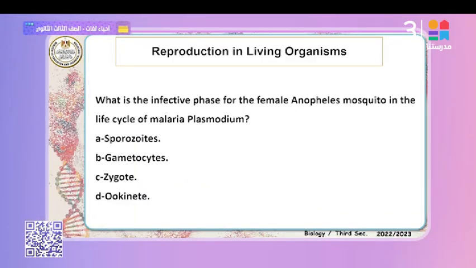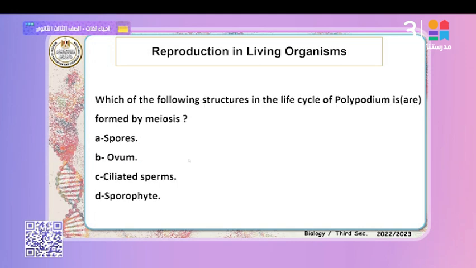Again, this question: what is the infected phase for the female Anopheles mosquitoes in the life cycle of malaria Plasmodium? Sporozoites, no, that is the infective phase to humans. Gametocyte is the best answer. Zygote, no, or ookinete, no. Okay. The best answer is the gametocytes.